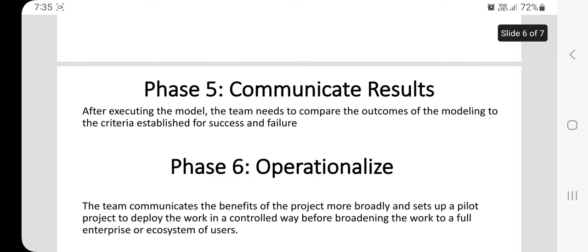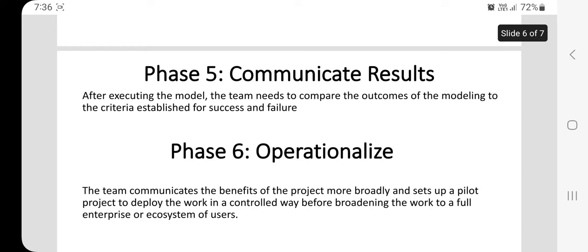Next phase is communication, communicate the results. In phase 5, the team, in collaboration with the major stakeholders, determines if the results of the project are a success or a failure based on the criteria developed in phase 1. The team should identify the key findings, quantify the business value, and develop a narrative to summarize and convey the findings to the stakeholders. So after executing the model, the team needs to compare the outcome of the model to the criteria established for success and failure, which were already defined in the previous phases.